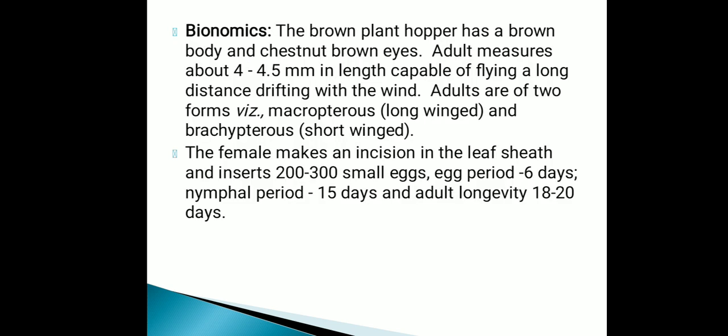Life cycle. The brown planthopper has a brown body and chestnut brown eyes. Adults measure about 4 mm in length, capable of flying long distances, drifting with the wind. Adults are of two forms: one is macropterous, long winged, and the other is short winged. The female makes an incision in the leaf sheath and inserts 200 to 300 small oval smooth eggs. Egg period 6 days, nymphal period 15 days, and adult longevity 18 to 20 days.